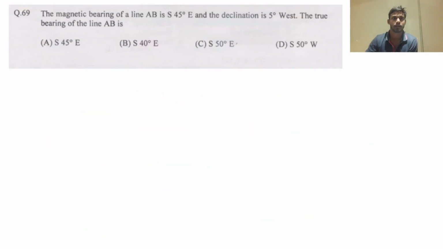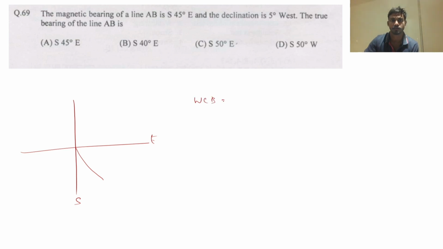Next question. The magnetic bearing of line AB is south 45 degree east. The declination is 5 degree west. The true bearing of the line AB is asked. This is a survey line. The magnetic bearing is given as southeast, which is 45 degree. Let's convert it into whole circle bearing.